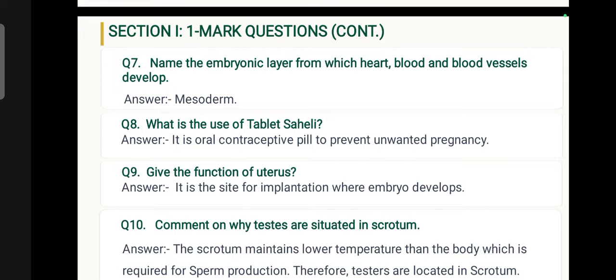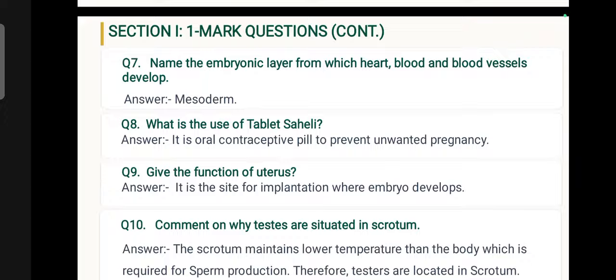Name the embryonic layer from which heart, blood and blood vessels develop. It is mesoderm. What is the use of tablet Saheli? It is oral contraceptive pill to prevent unwanted pregnancy. Give the function of uterus. It is the site for implantation where embryo develops.